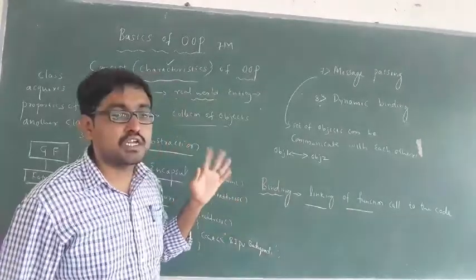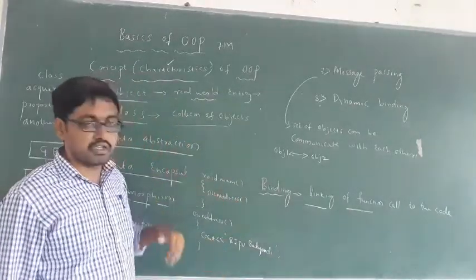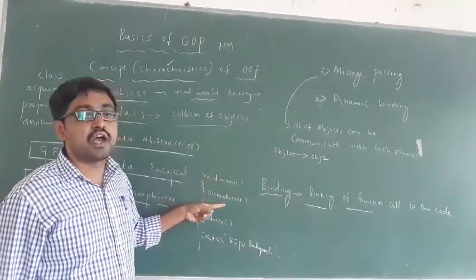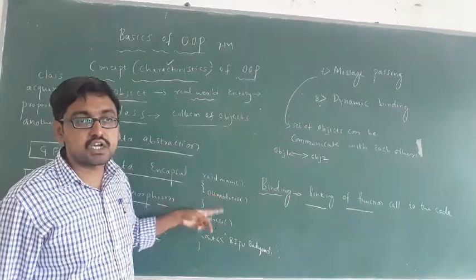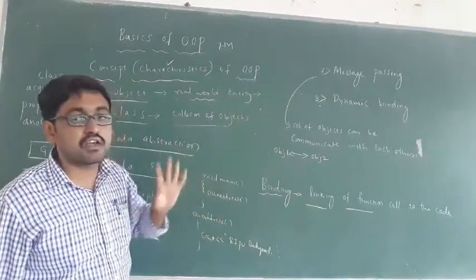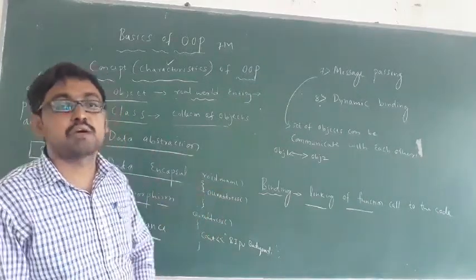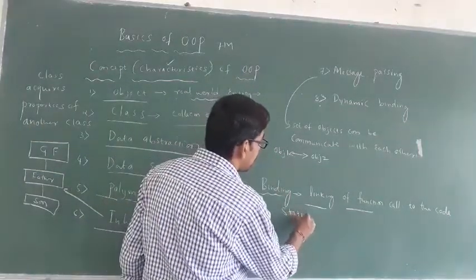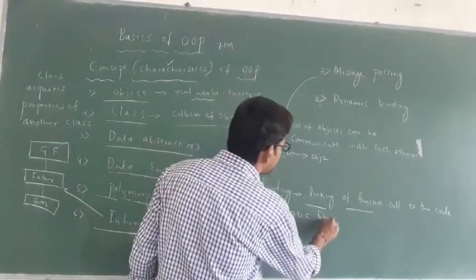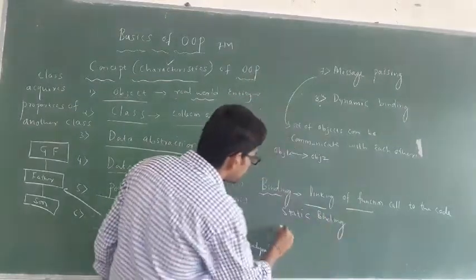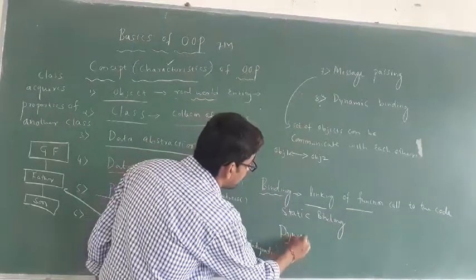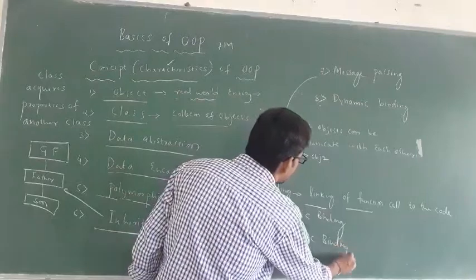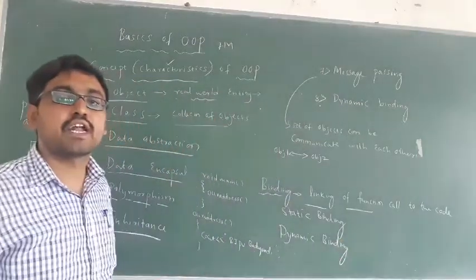Binding means the linking of a function call to the code. For example, one function calls another function. That process is called binding. There are 2 types of binding: static binding and dynamic binding.